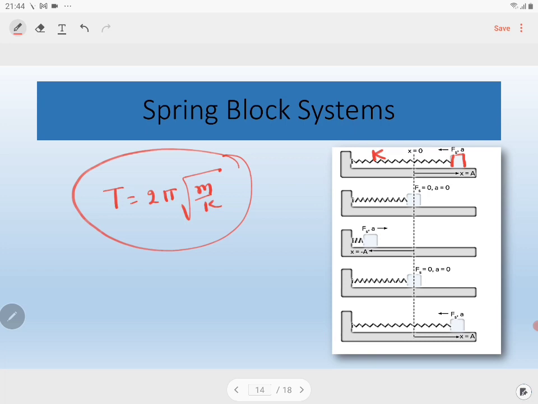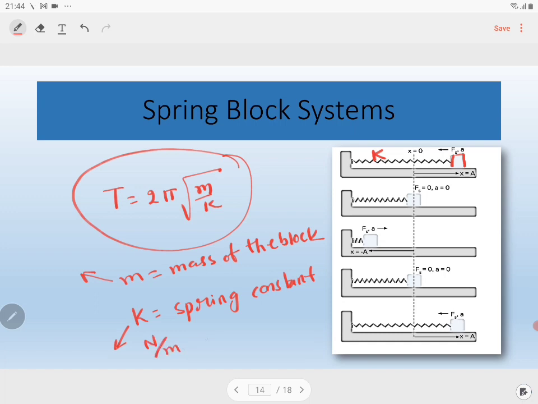Even for the vertical spring block system also. Here m is the mass of the particle executing SHM, that is, the mass of the block actually. And k is the spring constant. Mass sometimes they will give in gram or kg. The SI unit of k is Newton per meter. Sometimes they give you the k value in dyne per centimeter also.